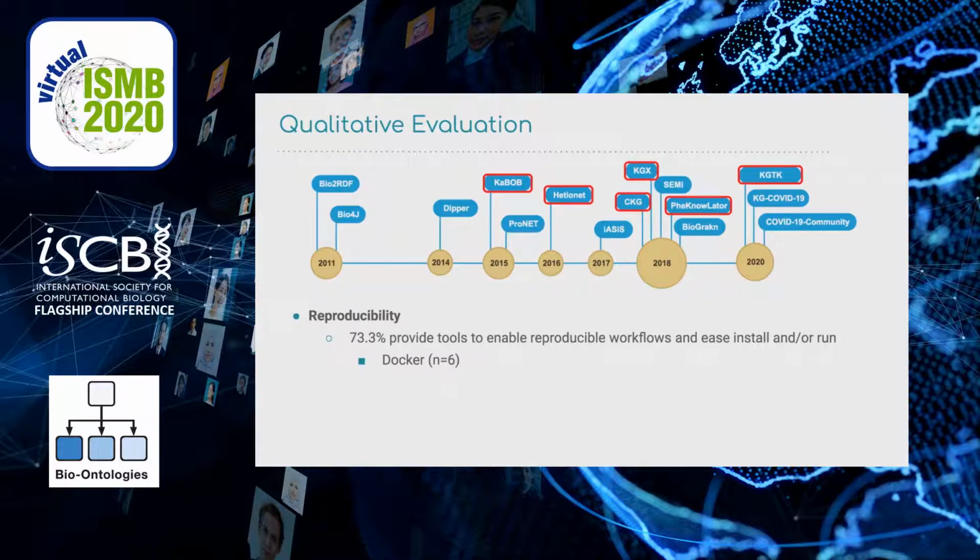For the final criteria, reproducibility, we found that 73.3% of the methods provided a tool or resource that enabled a reproducible workflow and eased the installation or run process of using the method. 6 of the methods utilized Docker, 3 utilized a Jupyter Notebook, 1 utilized R Markdown, and 5 methods were made available as a PyPI or CRAN library.